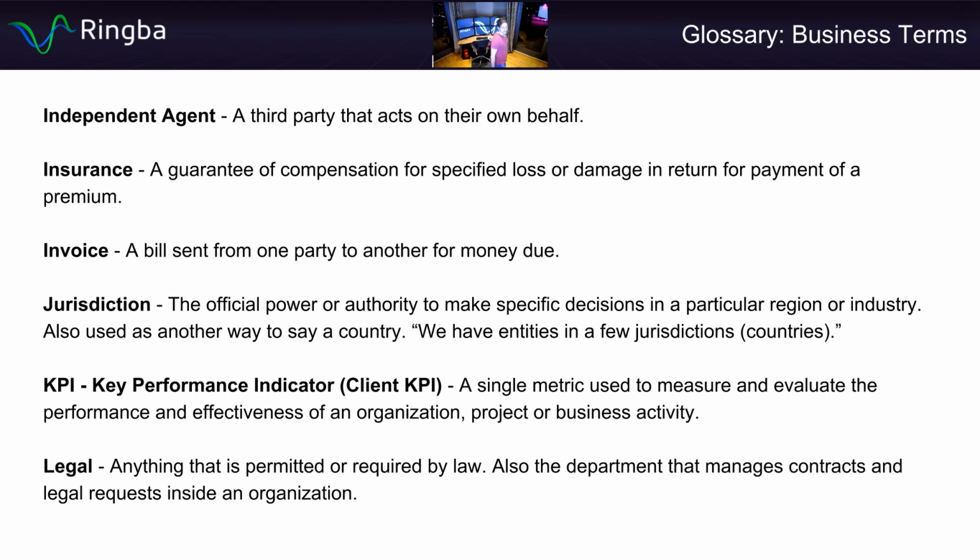Jurisdiction, the official power or authority to make specific decisions in a particular region or industry. Also used another way to say a country. We have entities in a few jurisdictions, or we do business in a few jurisdictions. A lot of Americans don't really use this term. A lot of foreigners do.